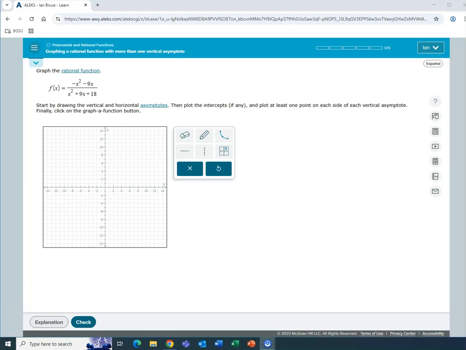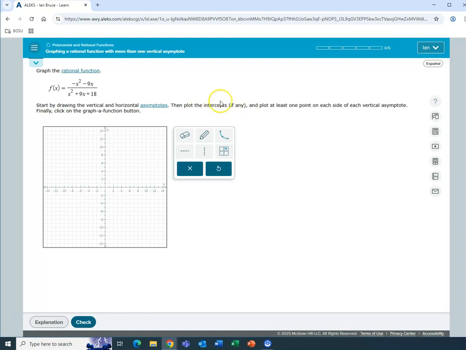So I wanted to go over this topic in Aleks because it was a bit tricky for some people, including myself. When it comes to graphing a rational function with more than one vertical asymptote in the polynomial and rational functions topic. So taking a look at this example, we have a rational function that Aleks is asking us to graph, and we need to start by drawing the vertical and horizontal asymptotes.